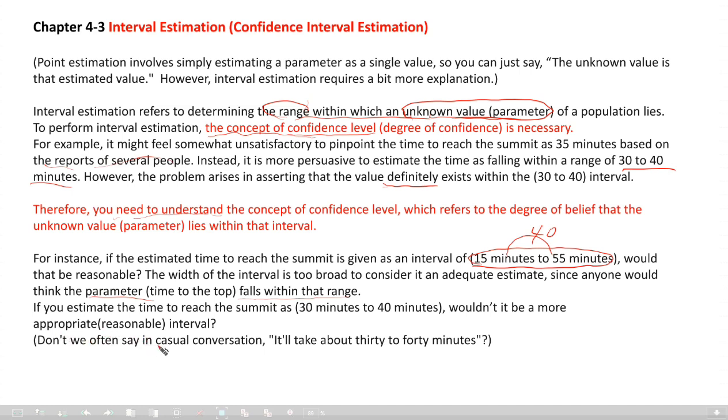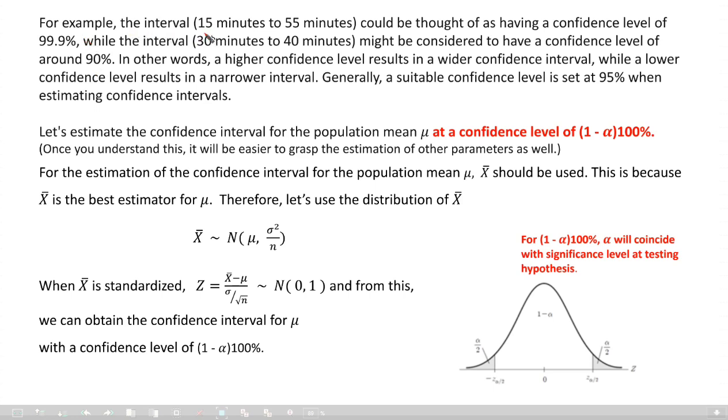Yes. We used to say it will take 30 to 40 minutes. Nobody says 33 minutes to 37 minutes. Don't we often say in casual conversation, it will take about 30 to 40 minutes? Let's look at this a little more. The interval 15 minutes to 55 minutes could be thought of as having a confidence level of, well, everybody believes that interval covers the unknown value, 99.9%, because it is too big. While the interval 30 minutes to 40 minutes might be considered to have a confidence level of around 90%.